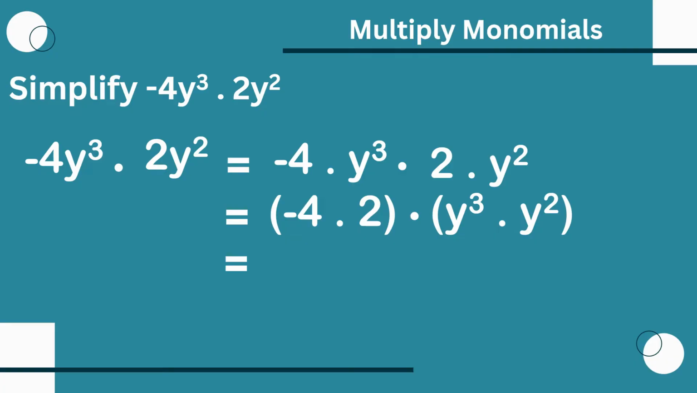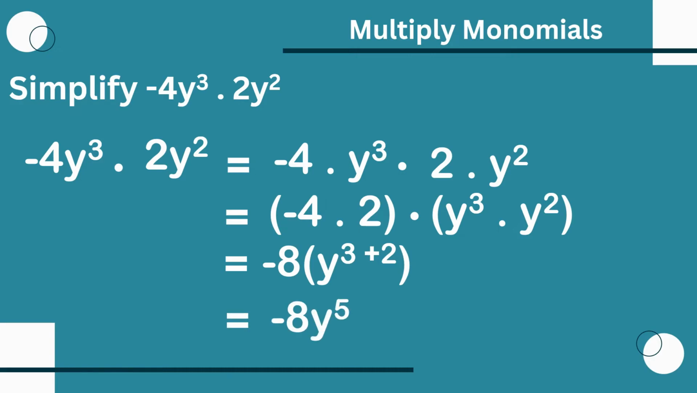Negative 4 times 2 is equal to negative 8. Y cubed times y squared. The same base, we're going to add the powers. So our final answer is negative 8y raised to the exponent of 5.